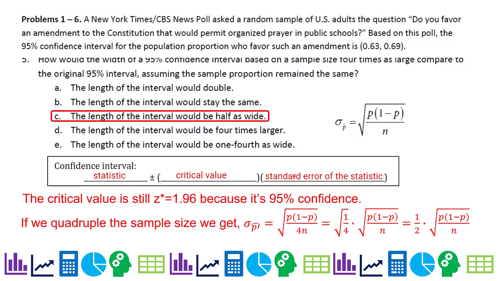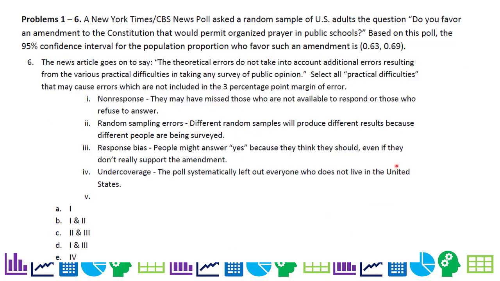So my interval would be half as wide. Number 6. The news article goes on to say the theoretical errors do not take into account additional errors resulting from various practical difficulties in taking any survey of public opinion. Select, and by the way, it does say any survey. Select all practical difficulties that may cause errors, which are not included in the 3 percentage point margin of error.